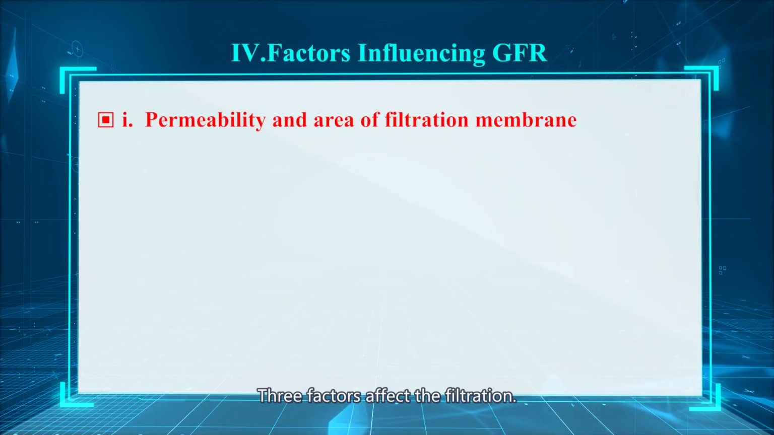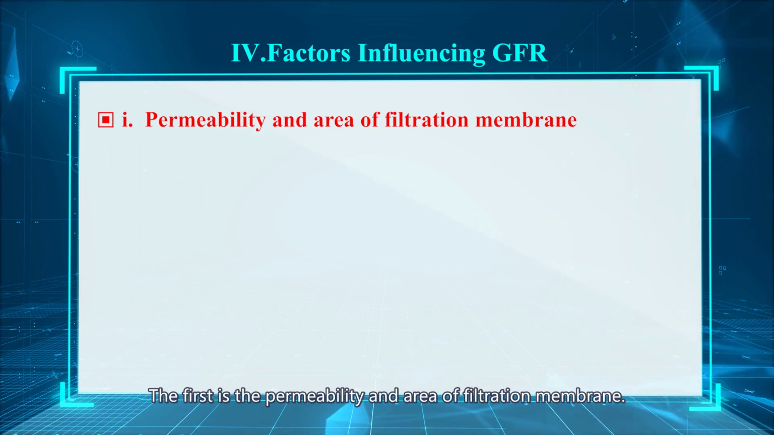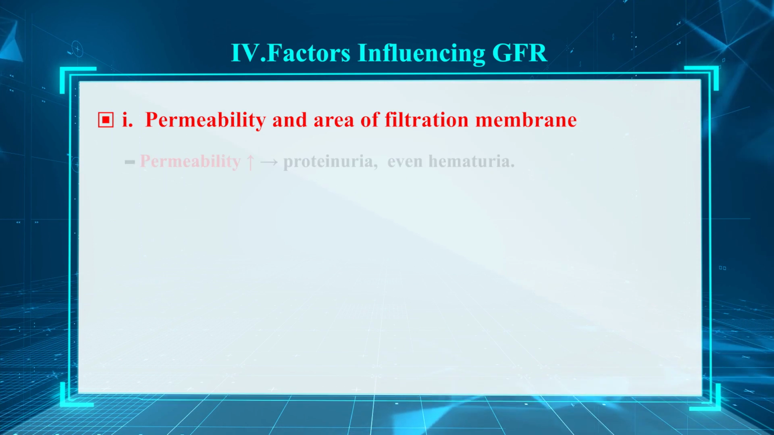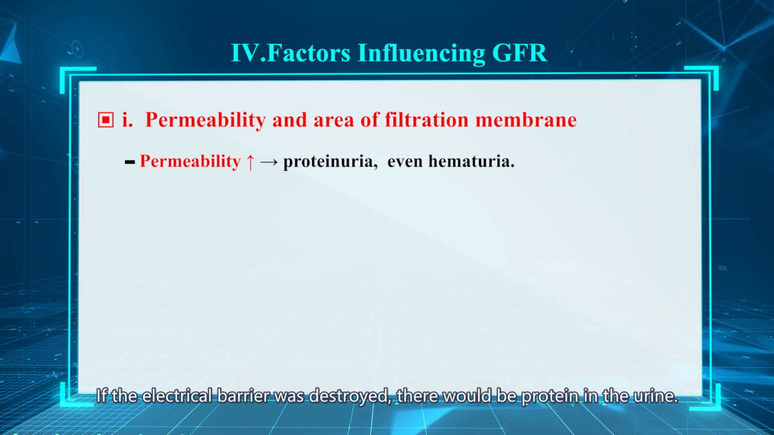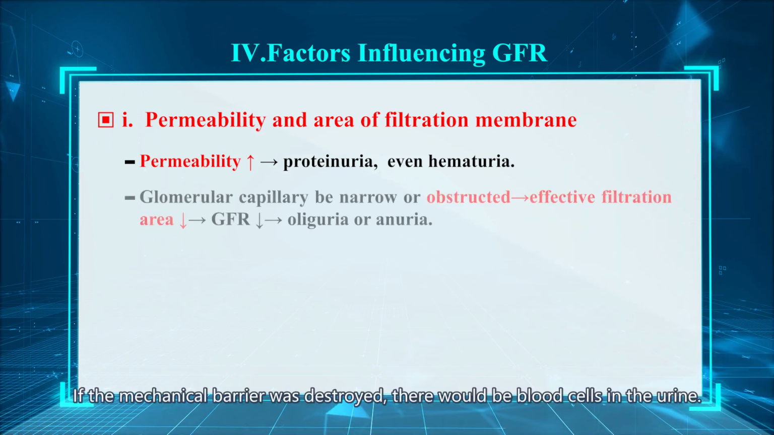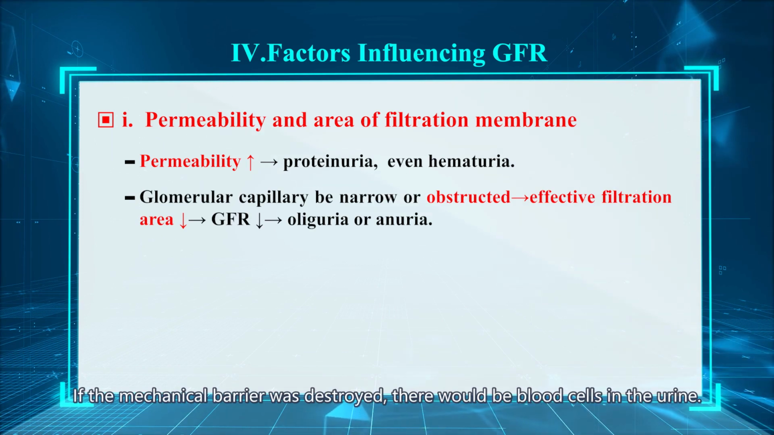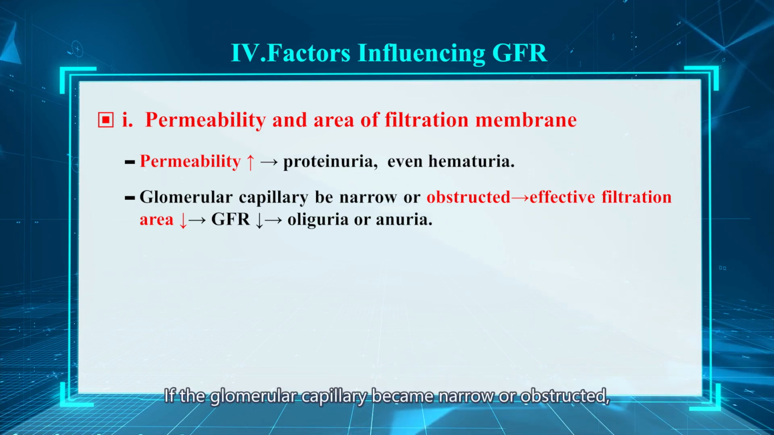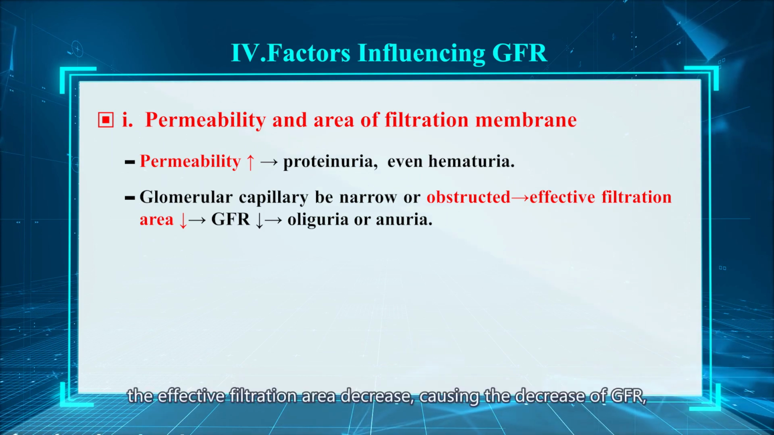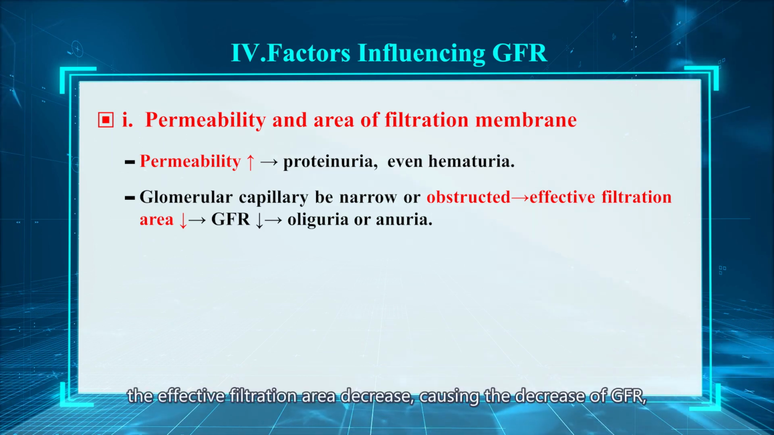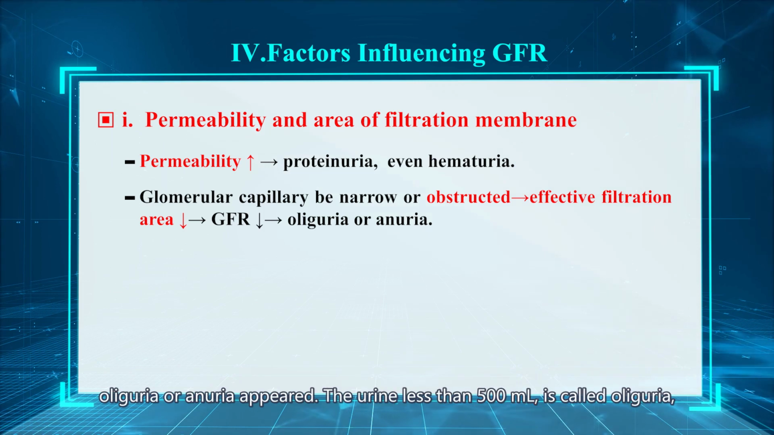Three factors affect the filtration. The first is the permeability and area of filtration membrane. If the electrical barrier was destroyed, there would be protein in the urine. If the mechanical barrier was destroyed, there would be blood cells in the urine. If the glomerular capillary became narrow or obstructed, the effective filtration area decreases, causing the decrease of GFR, and oliguria or anuria appear.